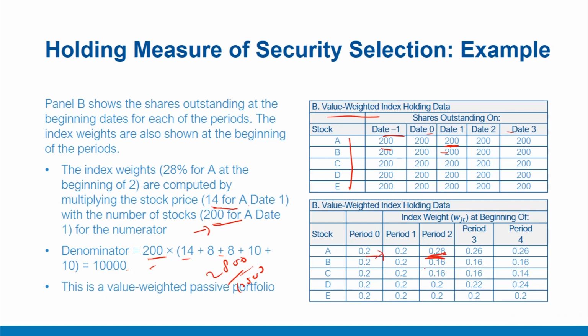Similarly, we can compute for stocks B, C, D and E. So we have the respective portfolio weights, or in a way the proportionate amount invested in stocks A, B, C, D and E in this value weighted index. So this is a value weighted portfolio. As we'll see, it is a passive portfolio because there is not much active buying and selling of stocks. The only reason for change in these portfolio weights is the change in their prices. The quantities or shares held for these stocks remain the same at 200.